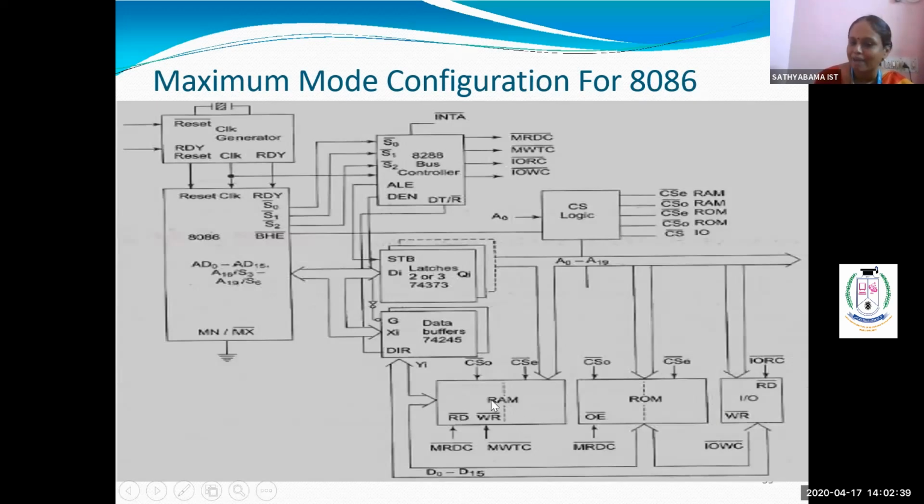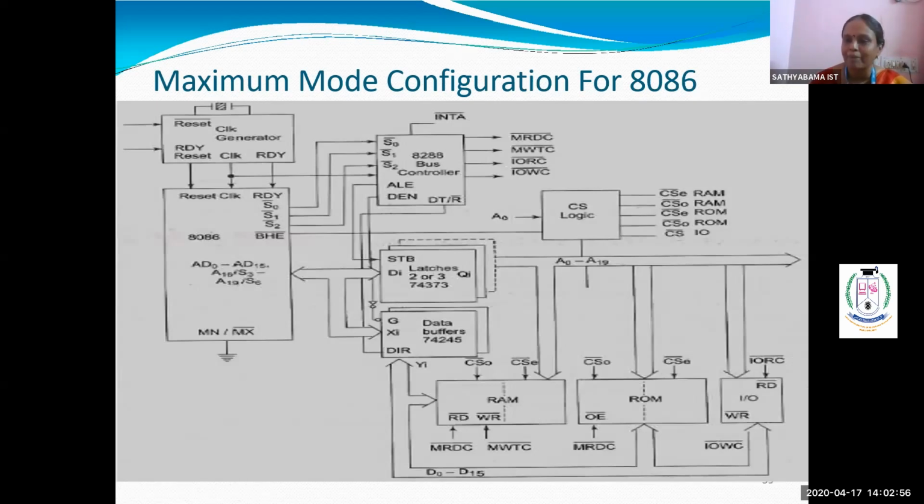So we all know for random access memory, the memory read command and memory write command will be given. For read-only memory, only the memory read command is given. And finally, IO means the IO read command and IO write command will be given. So we all know what is the memory capacity of 8086.